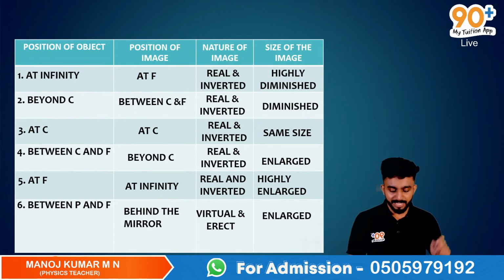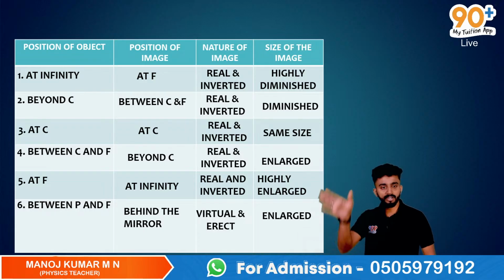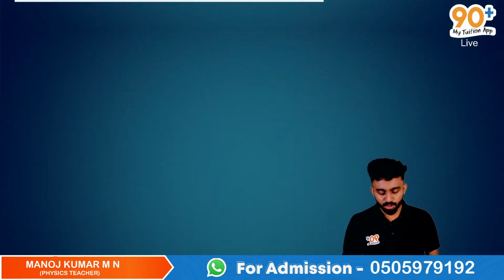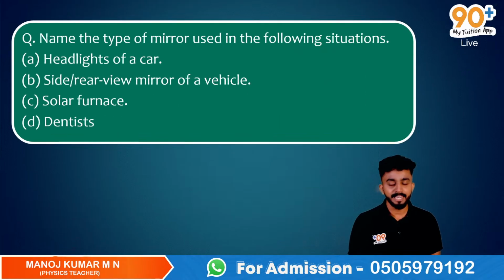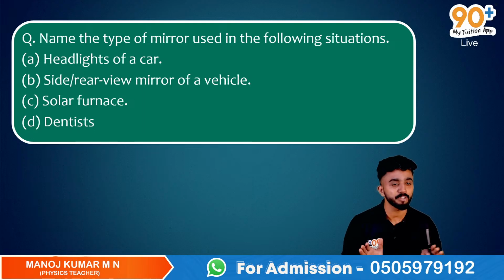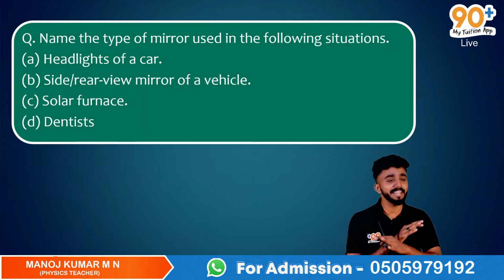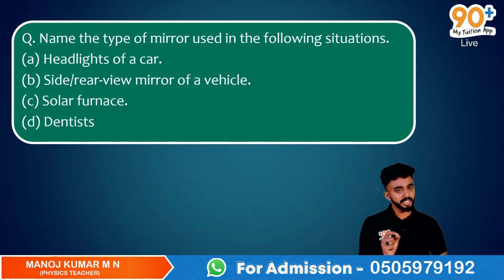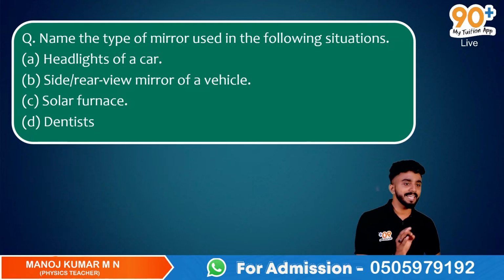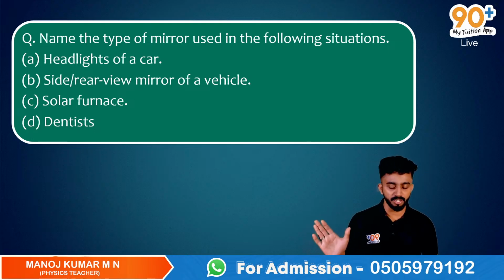Then what else? Yes, this is the case of concave mirror image formation. In the case of concave mirror, we have learned it already, so I'm not discussing it again. Now, examples, guys. Examples or usages of convex and concave mirrors, very, very important. So the question is, name the type of the mirror used in the following situations. So in all the cases, what kind of mirror do we need? We need to learn this.